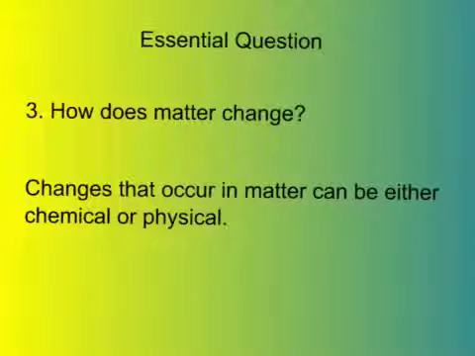Essential question number 3 is, how does matter change? And we talked about the different changes that occur. Changes that occur in matter can be either chemical or physical. Remember, if it's a chemical change, the molecular structure has changed and cannot be returned to its original state. A physical change is just where it changes, but it does not change the original properties of matter, such as breaking a glass. If you break a glass, it's still glass, but it has been physically changed.